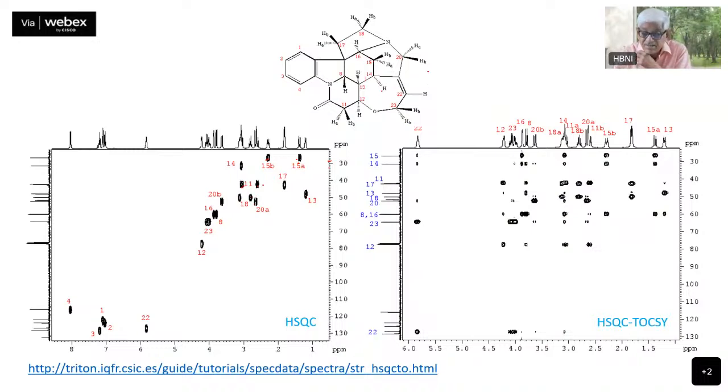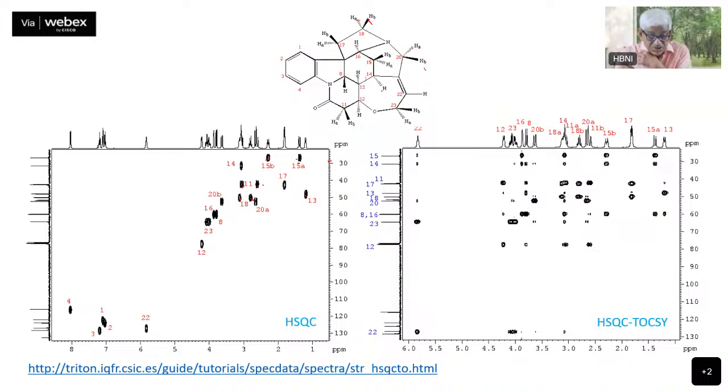18, where is 18? 18 again has two protons, these two protons there. And 20A and 20B are quite far apart. A and B are very different. All these things reflect upon the stereochemistry of the molecule, and on whether free motion is possible there. If the free rotation is possible, then they become equivalent. But if the free rotation is restricted, then of course they will become non-equivalent.